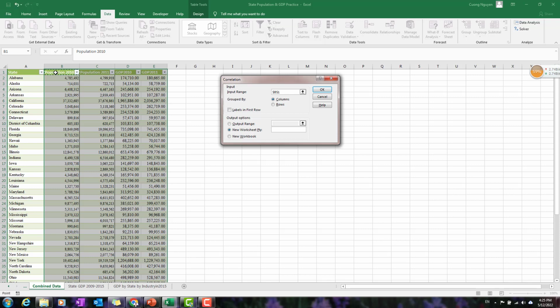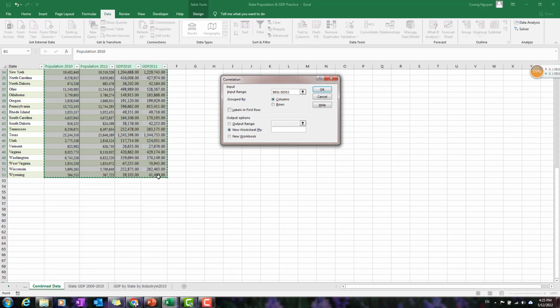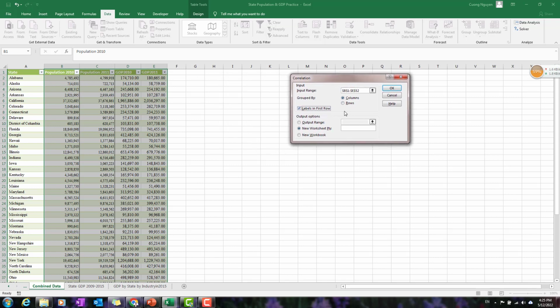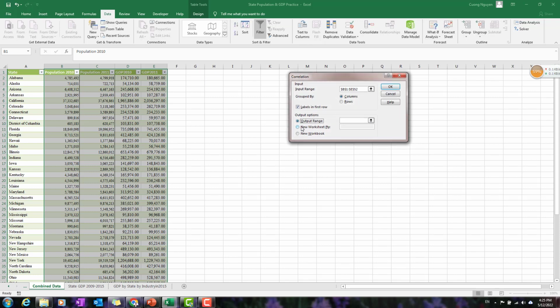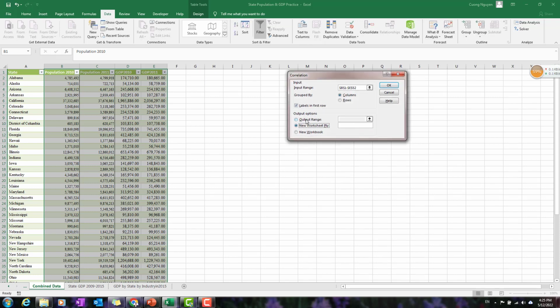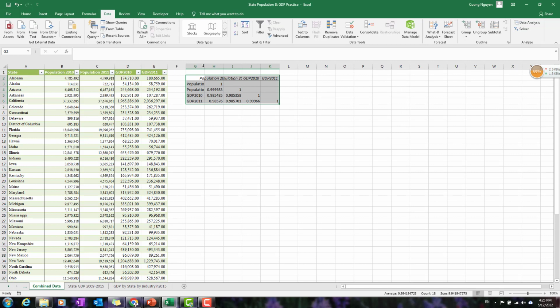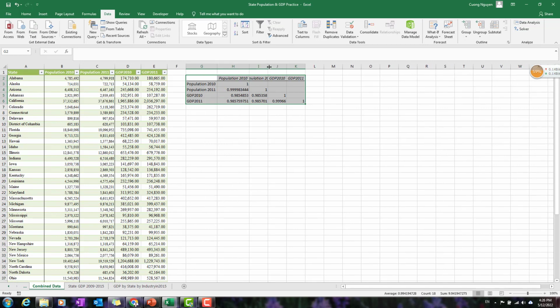For the input range, you select all the data, from B1 to the end, like E52, and you check labels in first row to let it know that this data has labels. For the output range, you may put it into a new worksheet. For me, it's okay to keep it in the same worksheet, so I click OK. Alright, and now I have all the things I need.